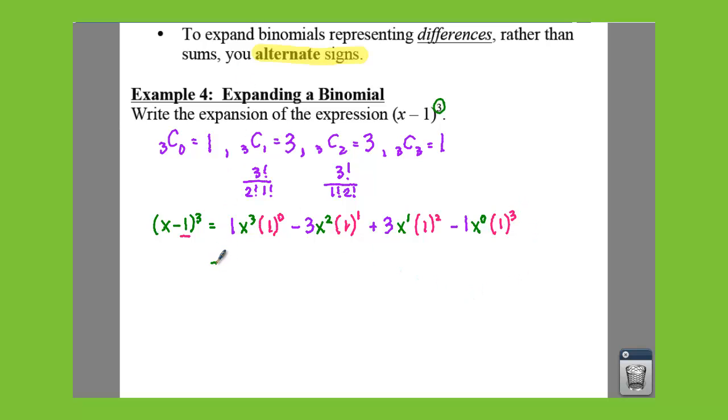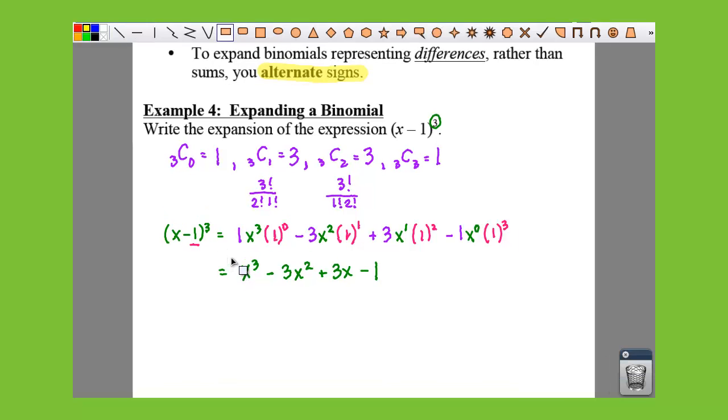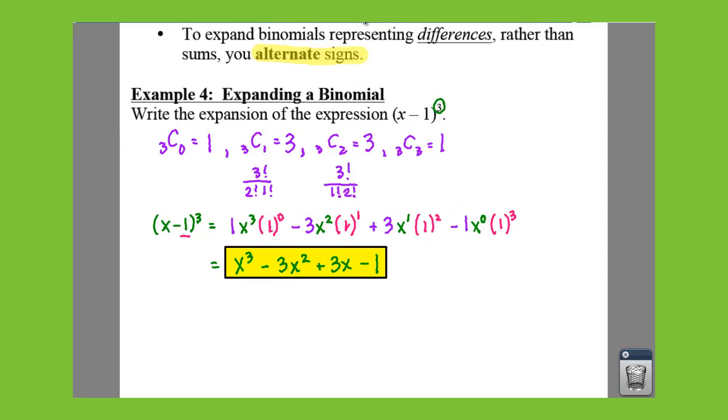So let's clean this up. We're going to get an x to the 3rd minus 3x squared plus 3x minus a 1, and done. So hopefully that helped out a little bit, seeing your alternating signs and just doing another one of those.